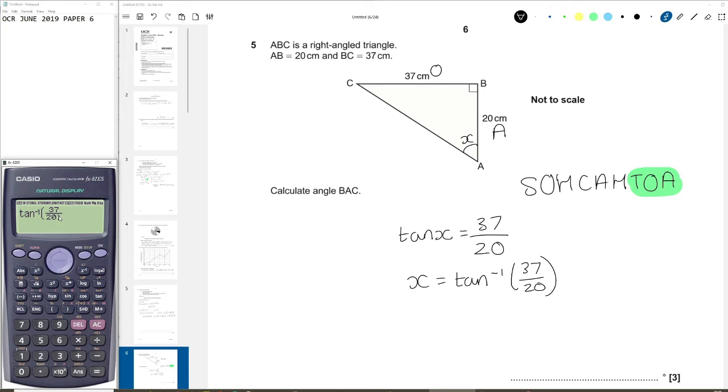So careful here, I actually put my bracket here, so I need to do it here. So I would get 61.6069. So I'm going to round that to one decimal place. So I should get 61.6 degrees. So that would be my final answer.